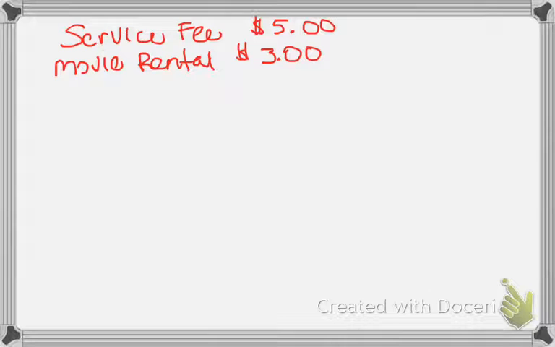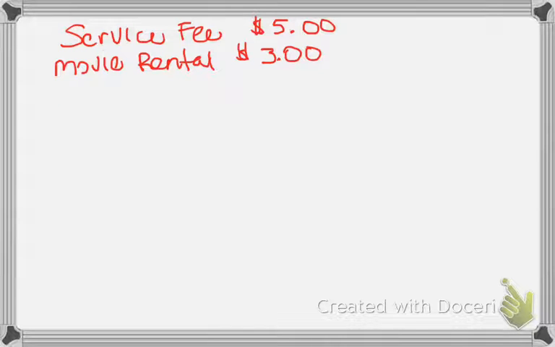Here's a situation. Let's say that I go to a movie rental place and I want to rent a DVD, and there's a membership there. If I pay for the membership, it's a one-time fee of $5 for a one year membership. Each movie I rent is $3. So I'm going to create a table using this.